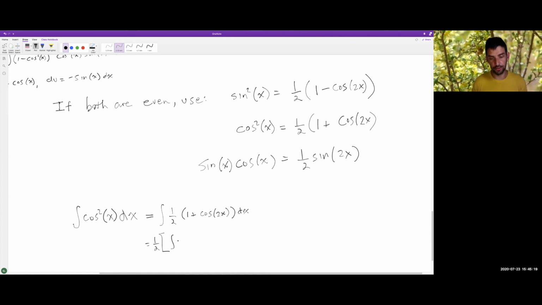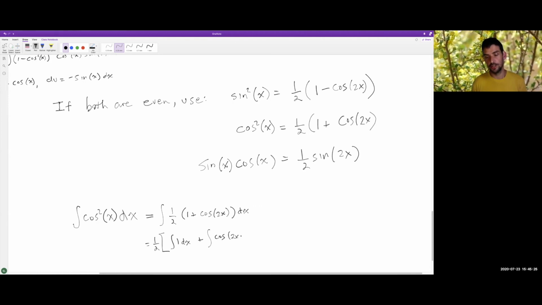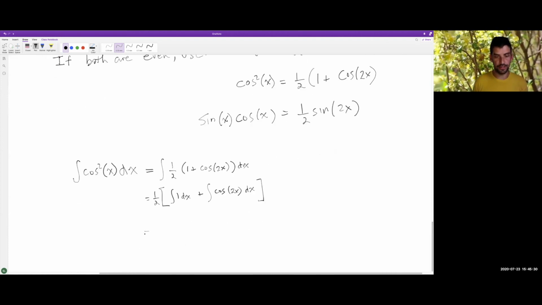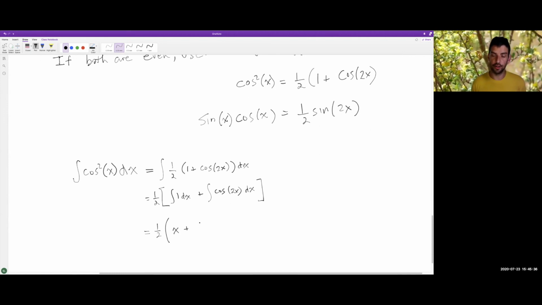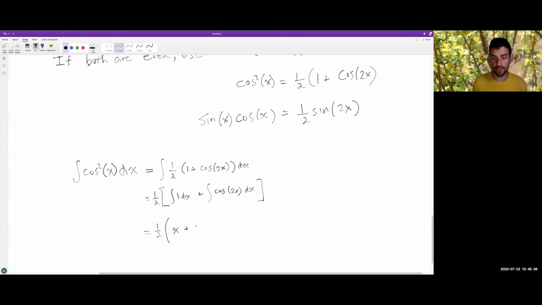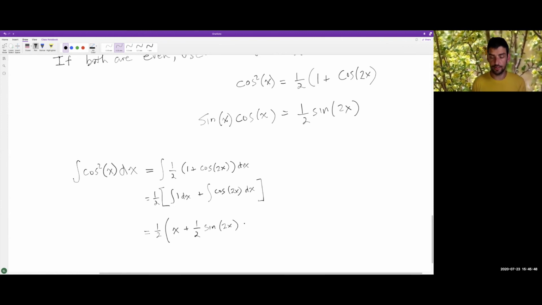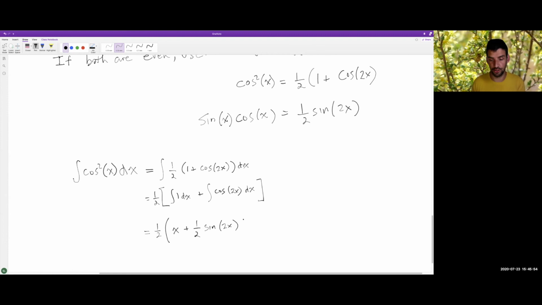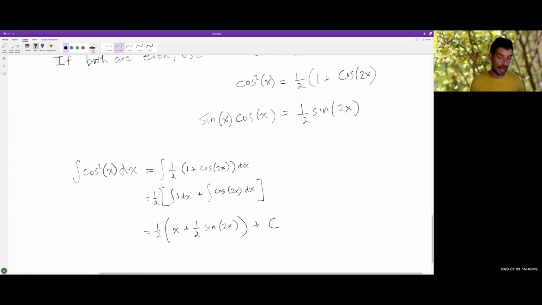So I'm using some rules of integrals here, splitting this up into two antiderivatives, pulling that 1/2 up front. The antiderivative of 1 is just x. The antiderivative of cosine of 2x is 1/2 sine of 2x. You can use a u substitution if you want to see that there. This is an easy enough derivative to take to see that this works out, plus c. Right? And that's it for us.